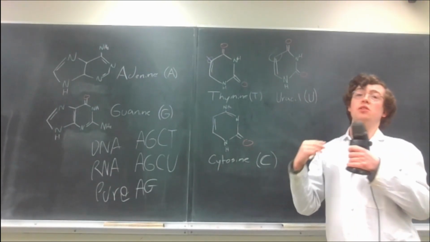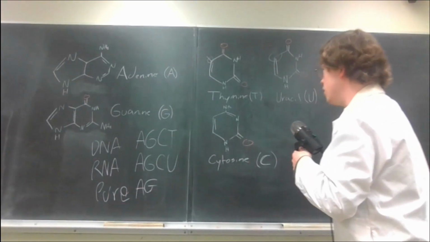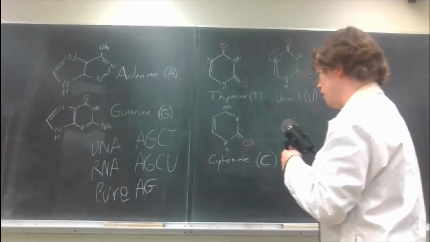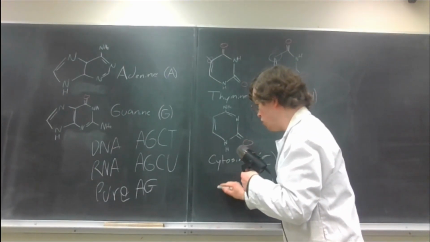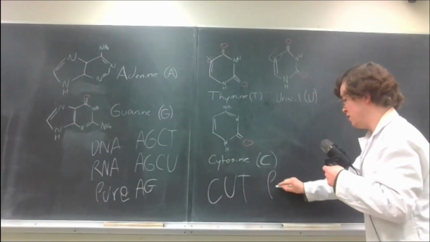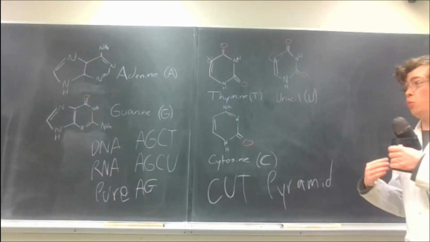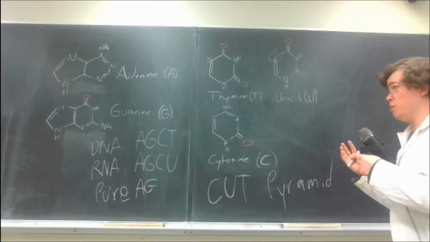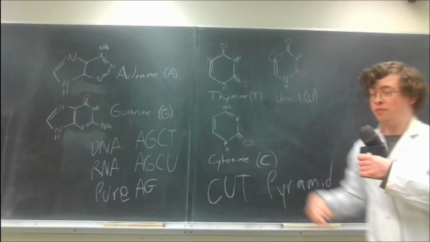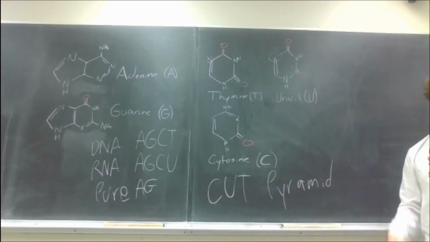Now, when I think of the term pyrimidine, the first thing that comes to mind is pyramids. So, in order to remember which nucleotides are the pyrimidines, you can think of the following saying. You need to cut stones in order to make a pyramid. So, you can remember which nucleotides are purines and which are pyrimidines by remembering that purines are pure as gold, and that when it comes to pyrimidines, you need to cut stones from the pyramid.